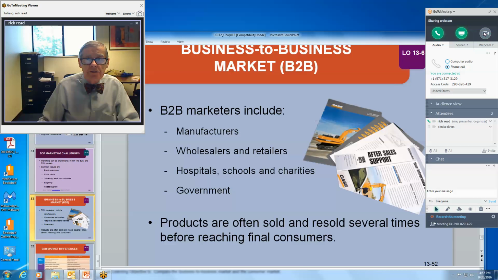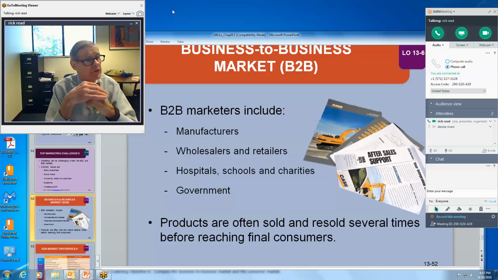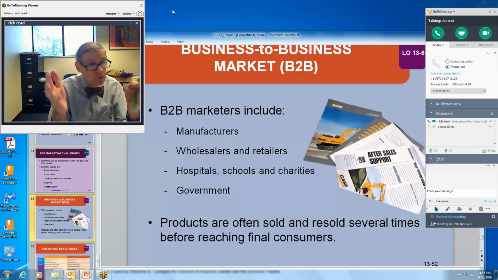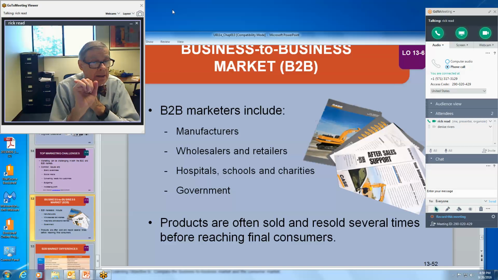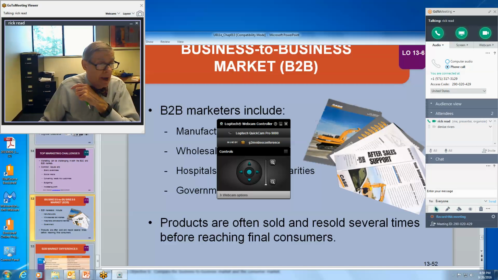Business-to-business market is made up of manufacturers, wholesalers, hospitals, government, other institutions besides hospitals. Schools would be in that. And notice here that the product that is sold to one of these people in this business-to-business market can be resold, can be used to make other product, as we said before, and it's around. A product can be around.